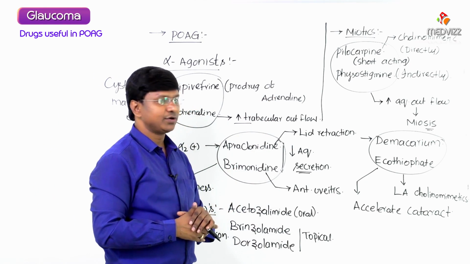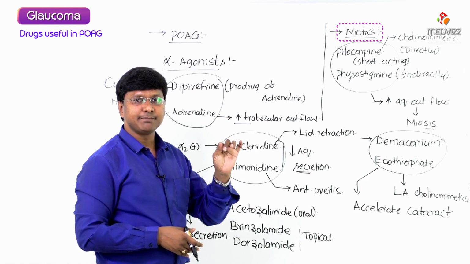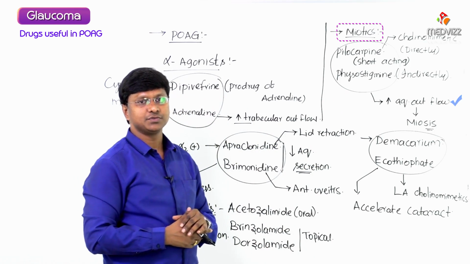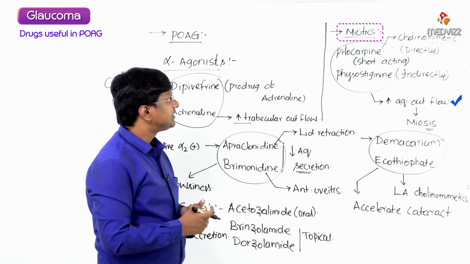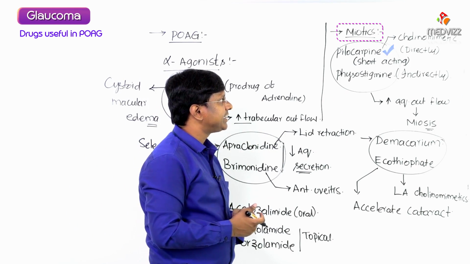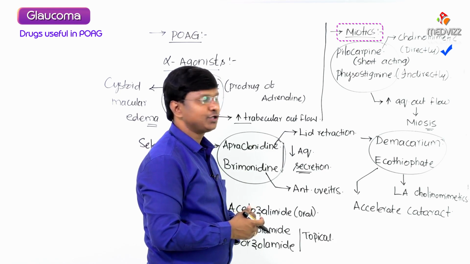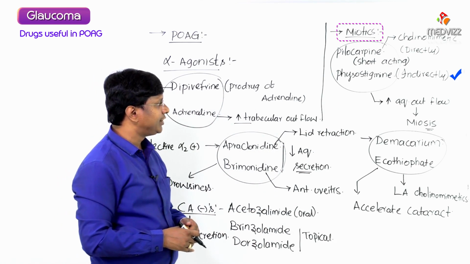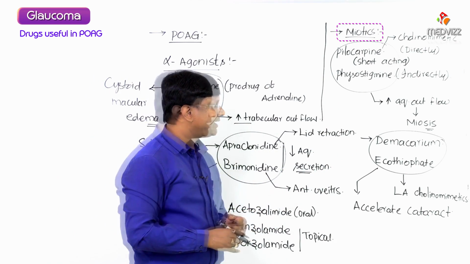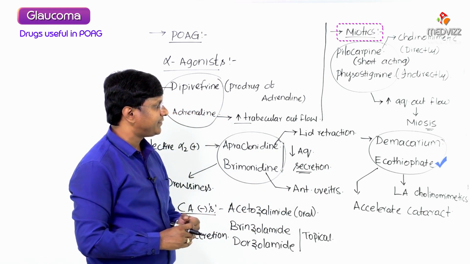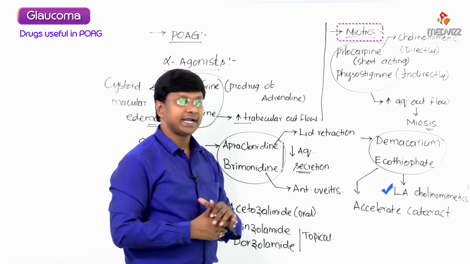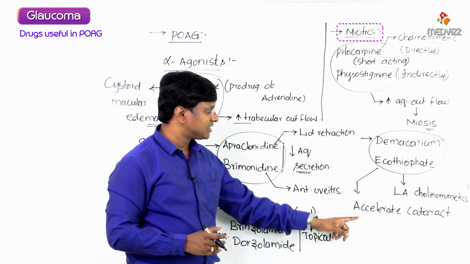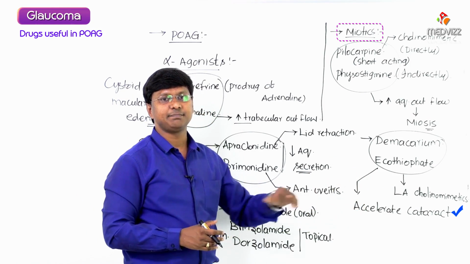Then we have the miotics. Miotics, by causing meiosis, will increase the aqueous outflow and thereby reduce the intraocular pressure. The drugs are pilocarpine, which is a short acting drug and a directly acting cholinomimetic. But physostigmine is an indirectly acting cholinomimetic. The other drugs are demacarium as well as ecothiopate. Both of them are long acting cholinomimetics. But these drugs are rarely used. Why? Because they will accelerate the development of cataract.